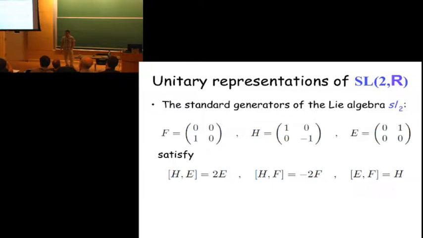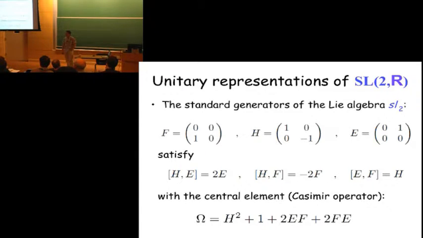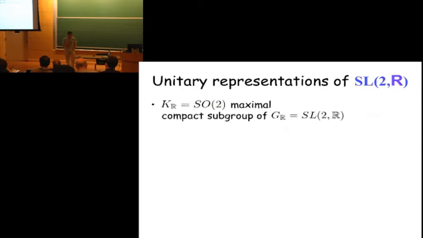These are the standard generators of SL2R. They have commutation relations. And of course, it's very important to introduce the central element, which commutes with everything, in terms of the standard triple H, F, and E. Omega, which is my Casimir operator, has the following form: H squared plus 1 plus this symmetrized combination of E and F. Our goal will be to study representations and ultimately unitary representations of SL2R.